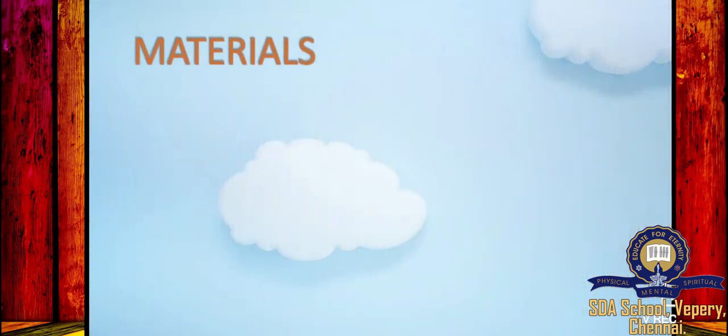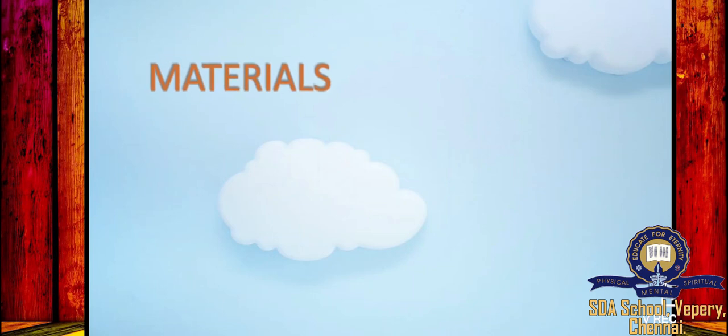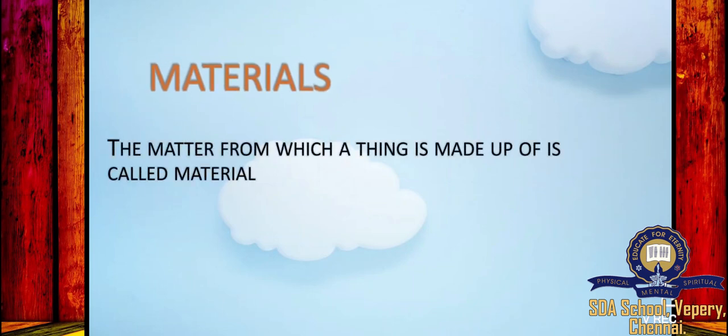Now let's learn briefly about materials. The matter from which a thing is made up of is called material. In the previous slide itself I have told that materials are made up of matter. So the matter from which a thing is made up of is called material. All the materials are made up of matter.